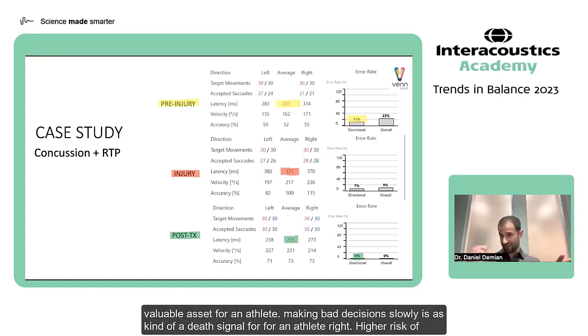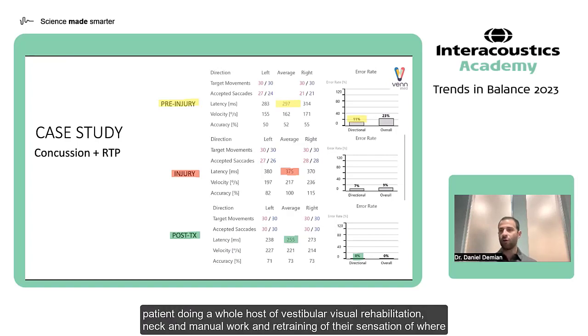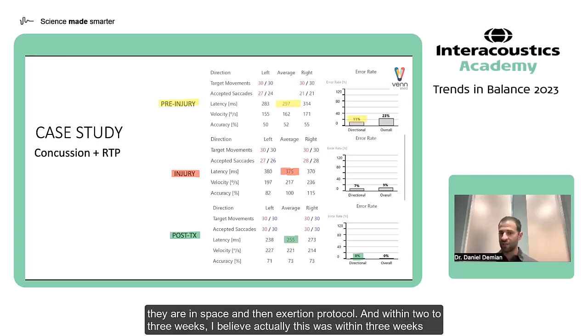Making bad decisions slowly is kind of the death signal for an athlete, right? High risk of injury, high risk of not being able to play or play well, all those kinds of things. So we were able to work with this patient doing a whole host of vestibular, visual rehabilitation, neck and manual work, and retraining of their sensation of where they are in space, and then an exertion protocol.